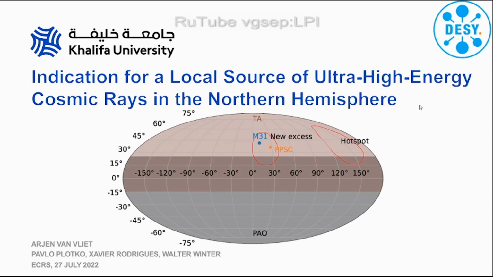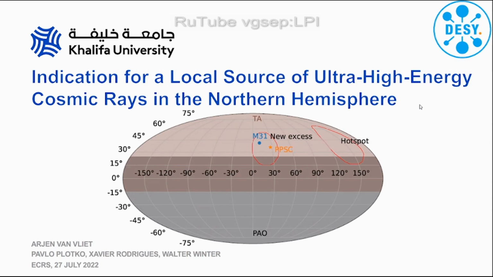So what I'm going to talk about now is fits to the ultra-high-energy cosmic ray spectrum and composition of both the Pierre Auger Observatory and Telescope Array. And, little spoiler alert, this only works if you add an additional local source of ultra-high-energy cosmic rays in the northern hemisphere. This work is mostly done by Pavlo Plotko, a PhD student at DESY that I'm supervising.